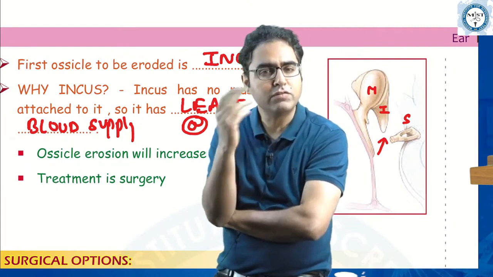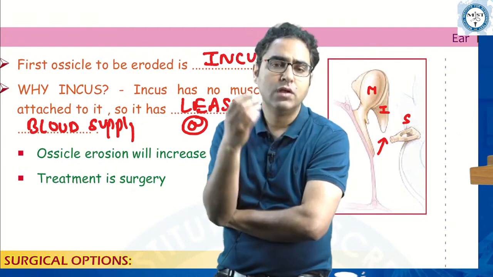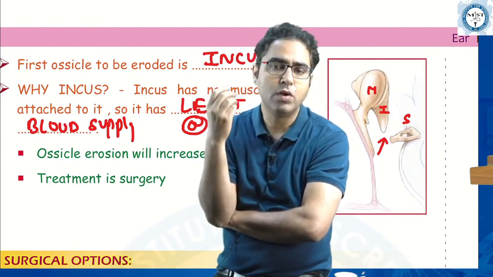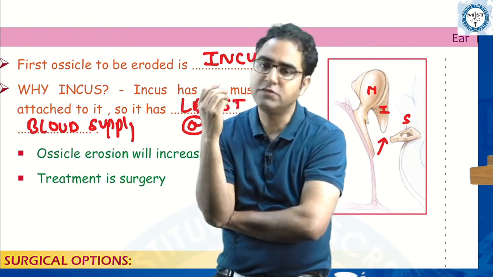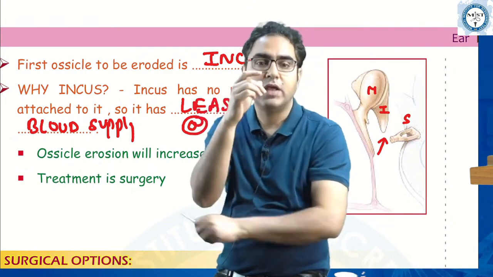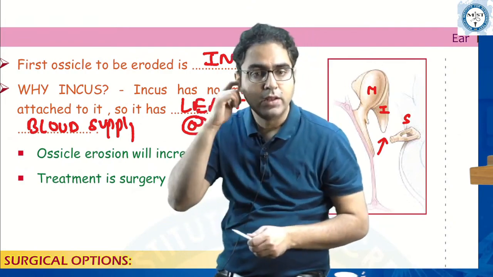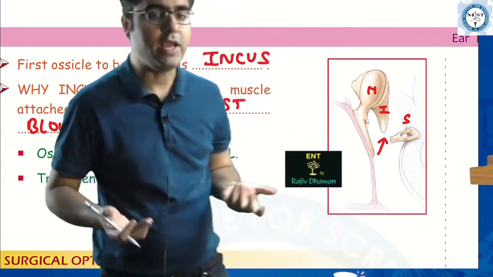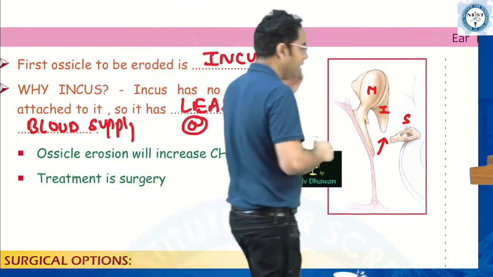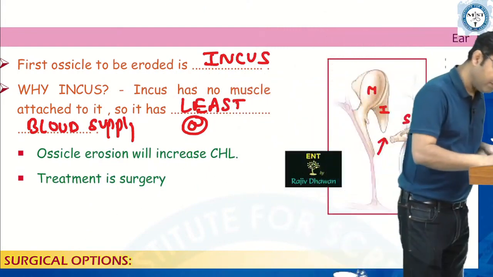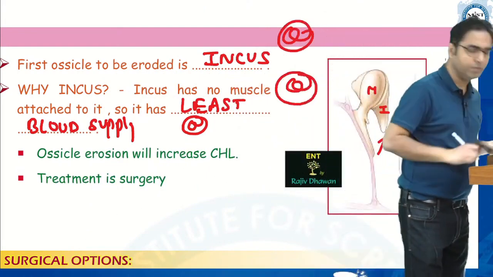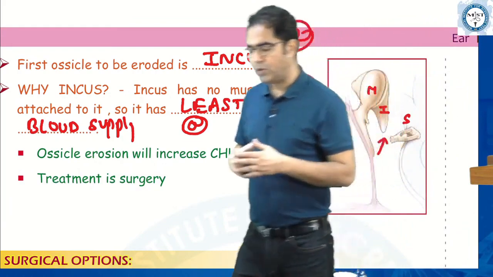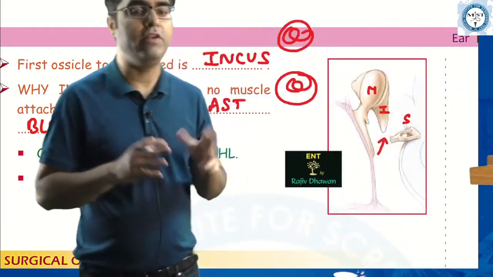So the story always starts with incus, but very soon, whole incus will be eaten up, whole malleus will be eaten up. Then stapes can also be eaten up. If ossicle erosion also happens, that will increase the conductive hearing loss. Incus is the MCQ. Why is the most eroded ossicle incus? Because incus has least blood supply.